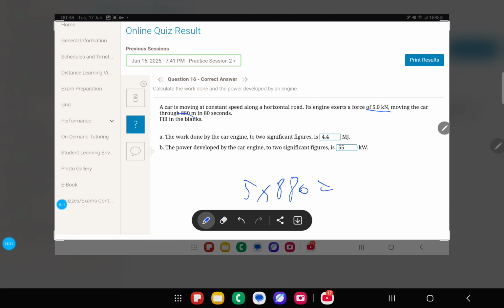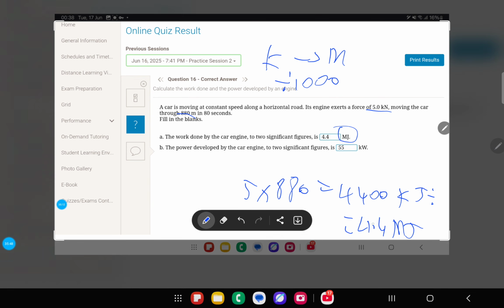You get 4,400 kilojoules, right? Now they want it in megajoules. And how do you convert kilo to mega? What's the conversion factor? You divide by 1000. So you divide by 1000 here, you get 4.4 megajoules. Okay, that's for A.